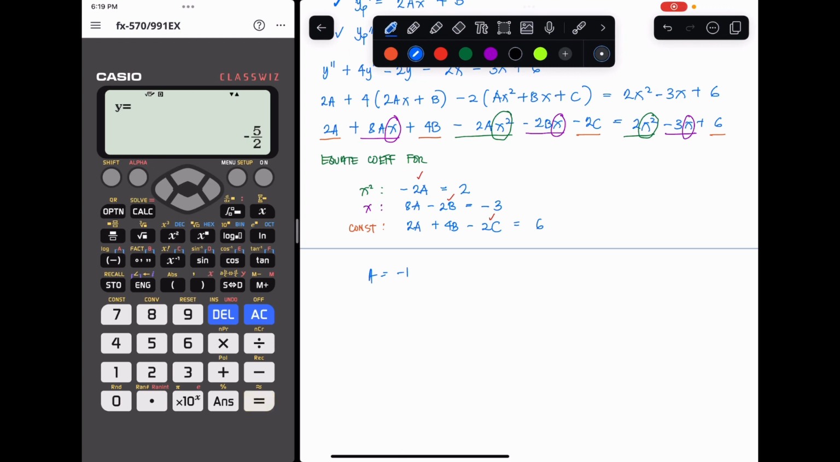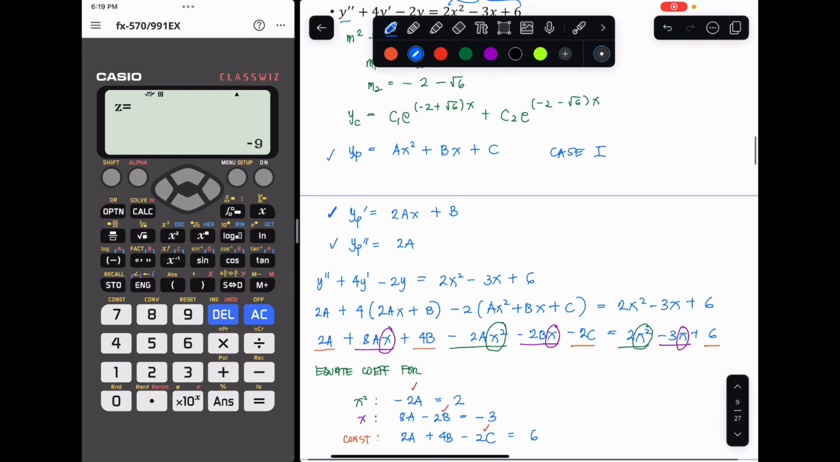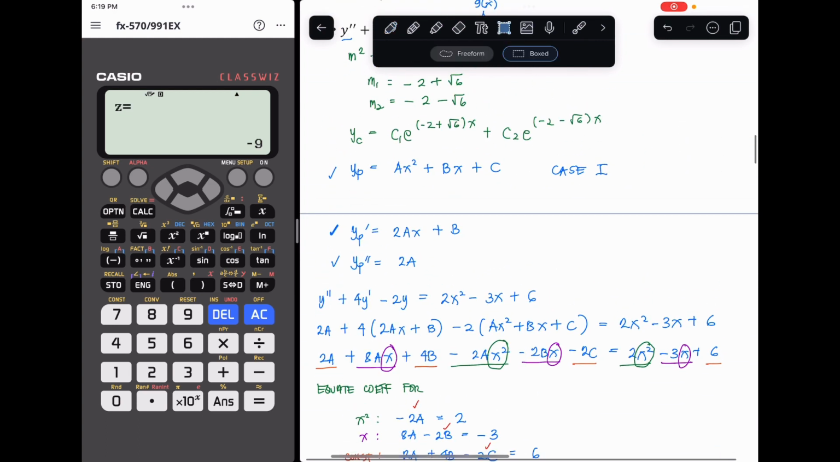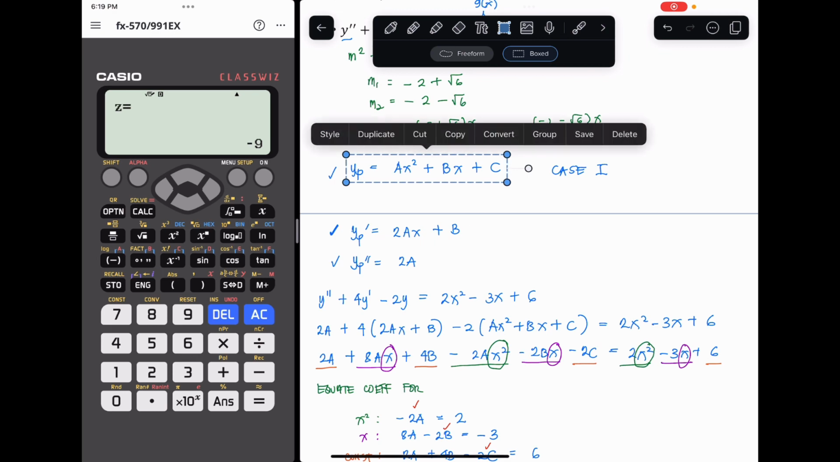Make it equal again. The second would be our b, which is negative 5 over 2. And then c is negative 9. So we have a is negative 1, b is negative 5 over 2, and c is negative 9. But then remember, what is our yp? I'm just going to copy our yp here.